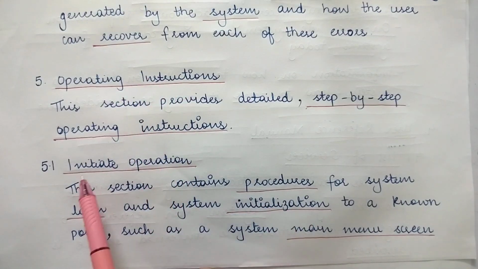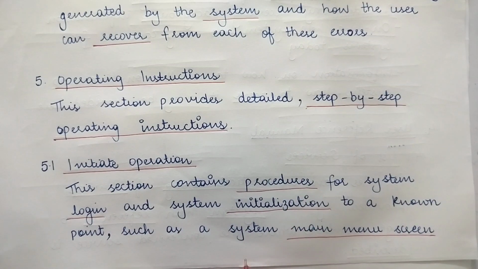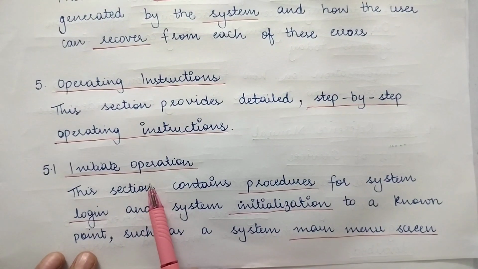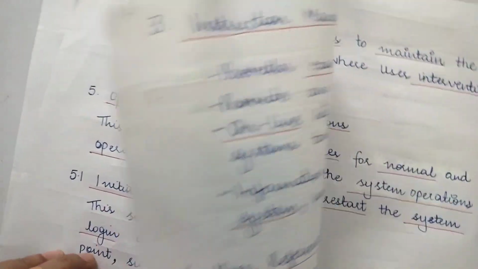Now within this section, you have a subsection called initiate operation. This subsection contains procedures for system login and system initialization. That means it will tell you how you can log in to the system, how you can initialize the system, such as how you can get the main menu screen of the system. All these details would be provided in the initiate operation subsection.